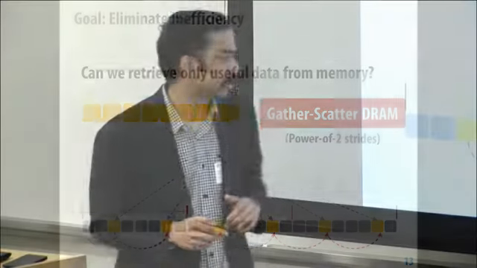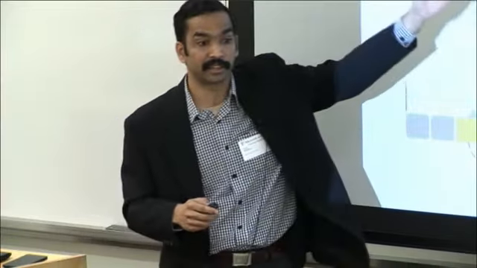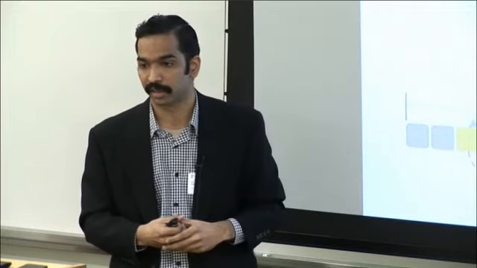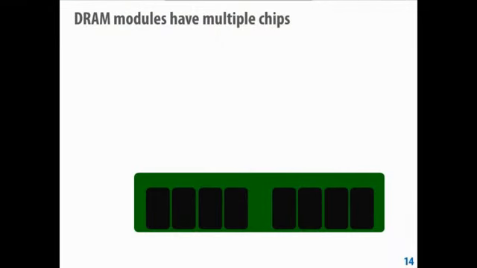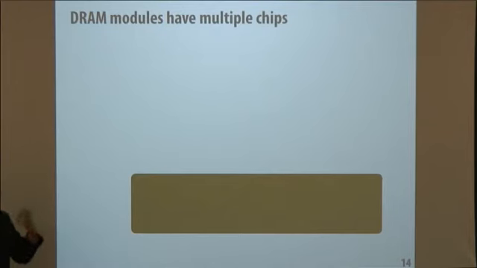The question that we ask is: is it possible for us to retrieve a cache line that contains only useful values? Can I retrieve a cache line that contains only yellow values from existing systems without adding significant cost? And the answer is yes. That's our proposal, the Gather-Scatter DRAM, and we are going to specifically focus on power of 2 strided access patterns. So just to understand the architecture that our system exploits, this is a DRAM module.